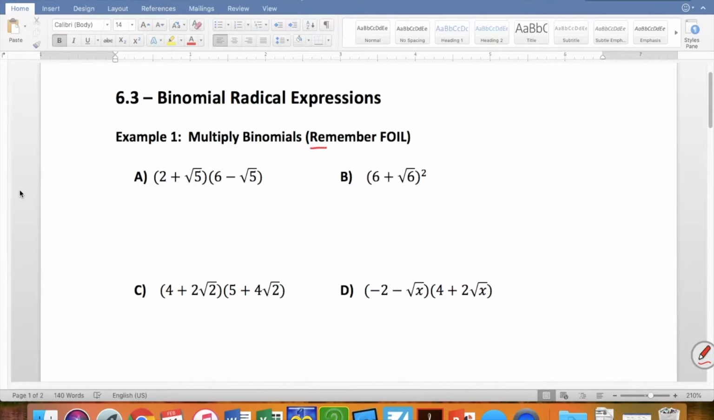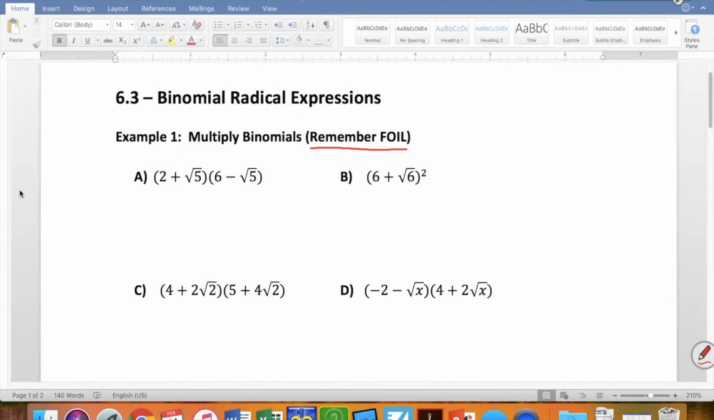So again, remember FOIL. This is all going to be about FOIL, making sure that we are distributing everything into the parentheses. Just like FOIL, we're going to make sure we multiply the first terms, the outer terms, the inner terms, and the last terms.